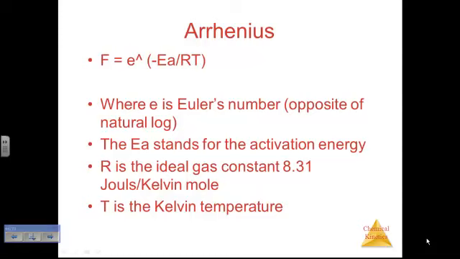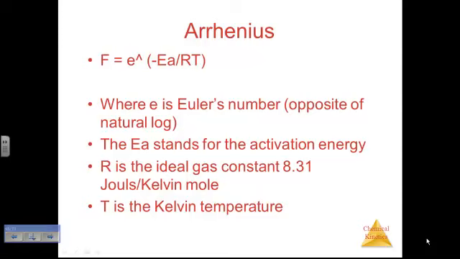F in the Arrhenius equation stands for the fraction of molecules meeting the minimum criteria to make it over the energy barrier. That is equal to e. Now e is called Euler's number. I know that sounds different than what it looks like for spelling. It's simply a man's name. It's the opposite of a natural log.